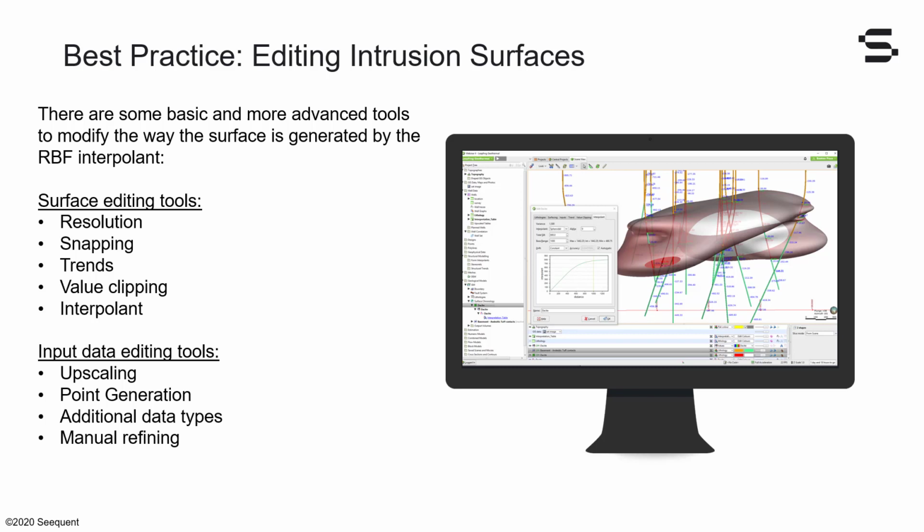There are 5 different tools that can be used to edit the surface: the resolution, the snapping, applying a trend, value clipping, and changing the interpolant type and its parameters. When editing the input data, there are 4 different tools: upscaling, controlling the point generation, adding additional data, and using the manual refining tools. We are now going to go back to the model in Leapfrog Geothermal to try these tools and see how they work and what they do.